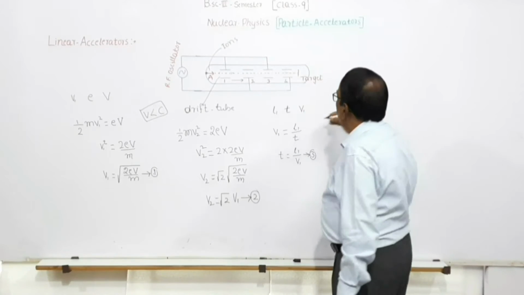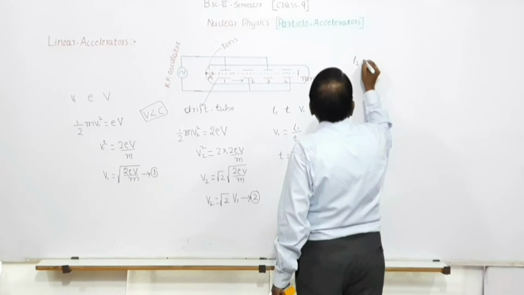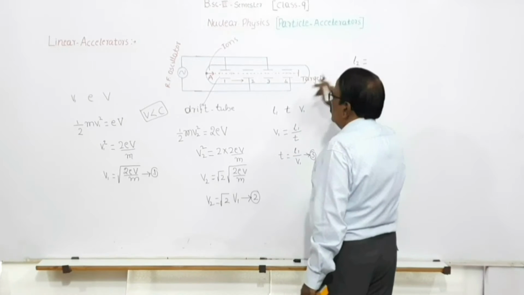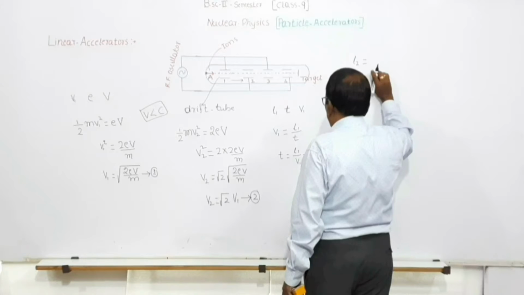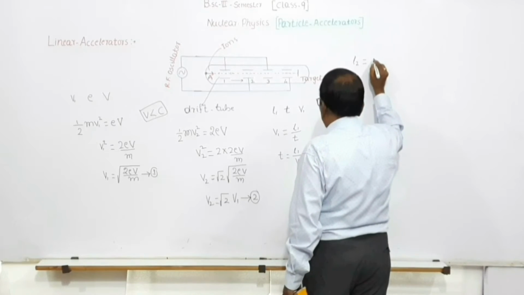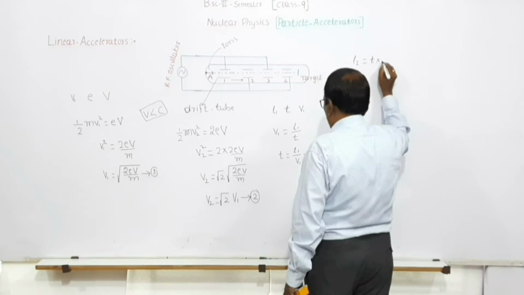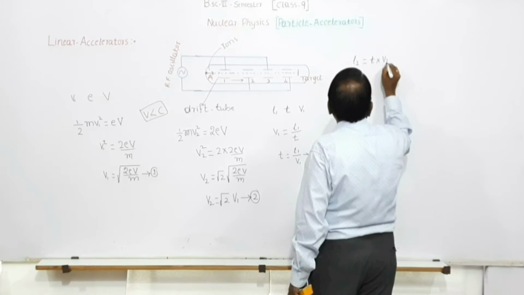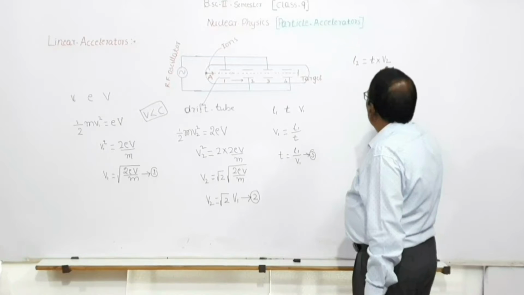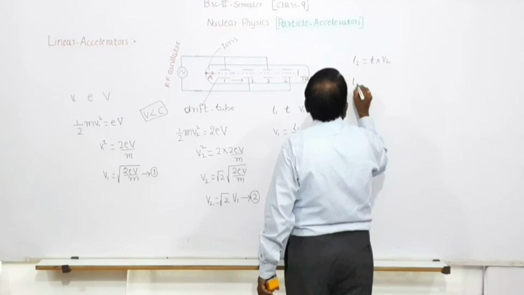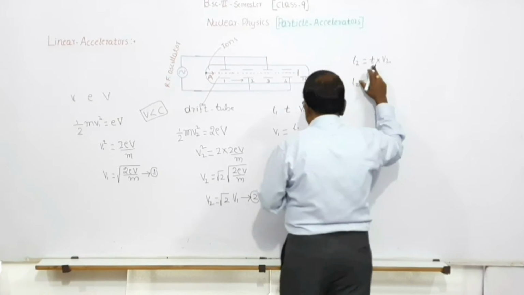Similarly, if it travels in the second tube, L2 is equal to, they travel inside the tube with the same time T, L2 is equal to T into v2. Then L2 is equal to, so what is your T? T is L1 upon v1.